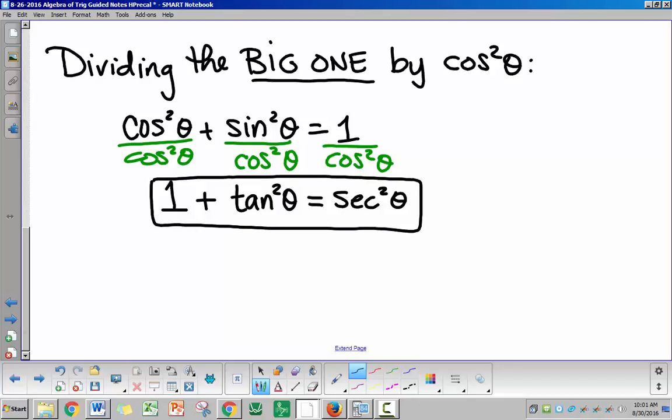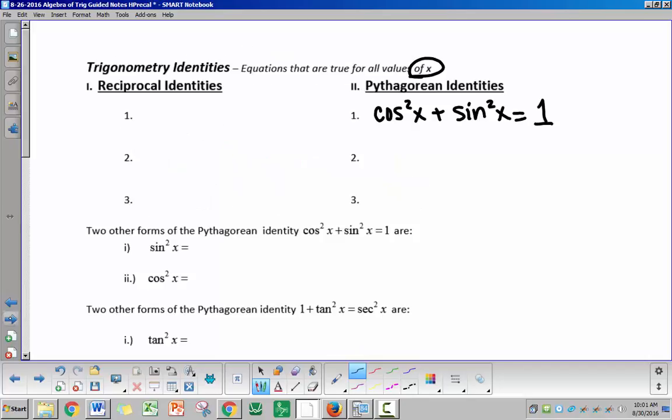So we're going to go to the next page, or your previous page, and you're going to write 1 plus tangent squared x equals secant squared x.